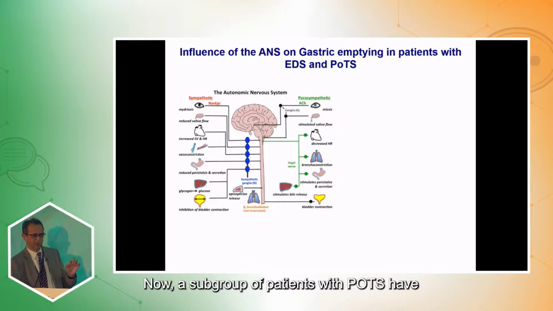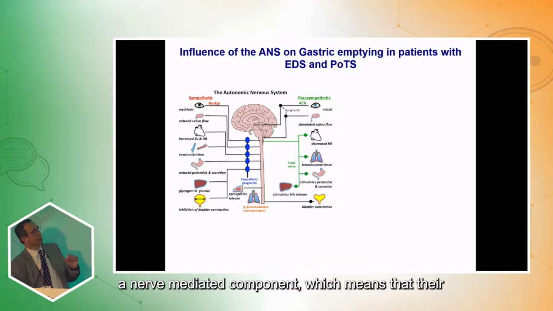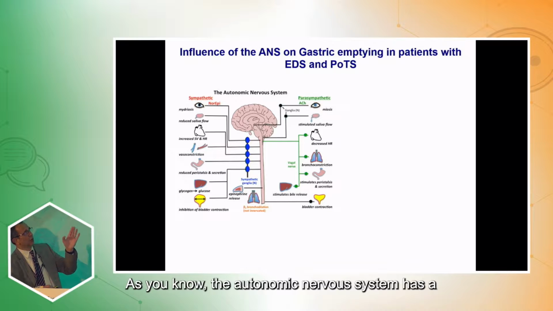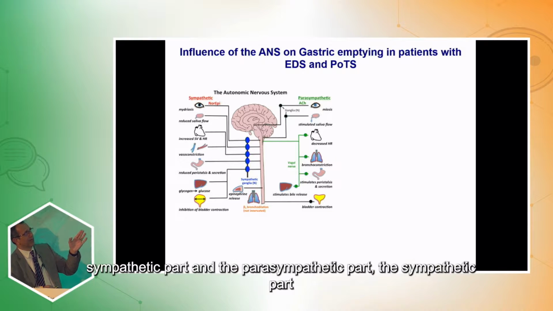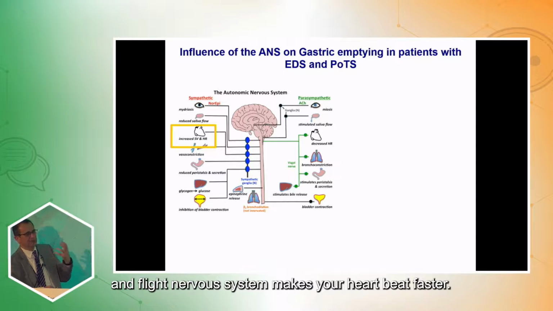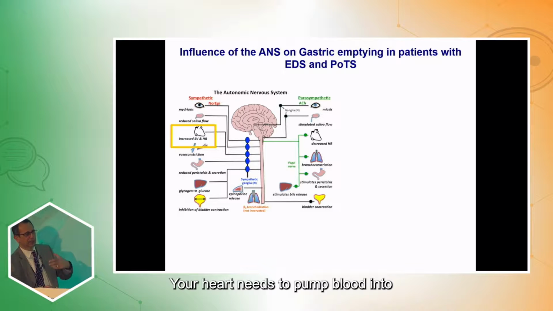Now, a subgroup of patients with POTS have what is described as a neurological component or a nerve-mediated component, which means that their autonomic nervous system nerves, particularly the sympathetic nerves, are more active. As you know, the autonomic nervous system has a sympathetic part and a parasympathetic part. The sympathetic part from the heart point of view is your fight and flight nervous system, makes your heart beat faster. So you need to run away because you're in danger, or you need to fight. Your heart needs to pump blood into your limbs. It has to beat faster.